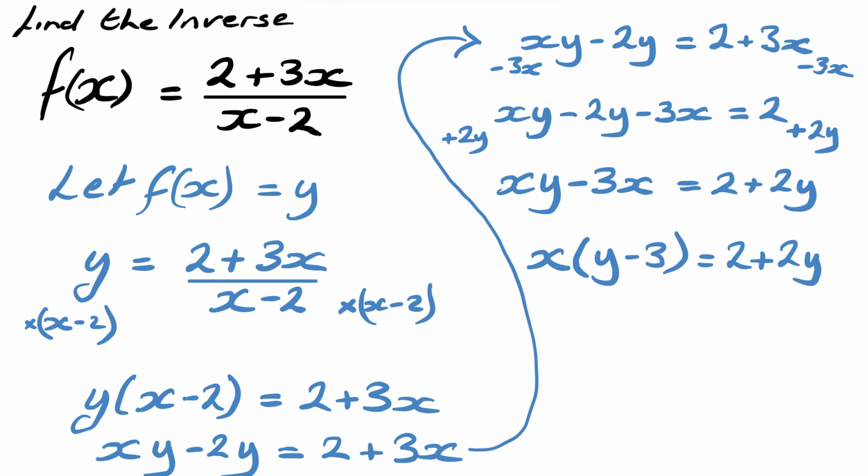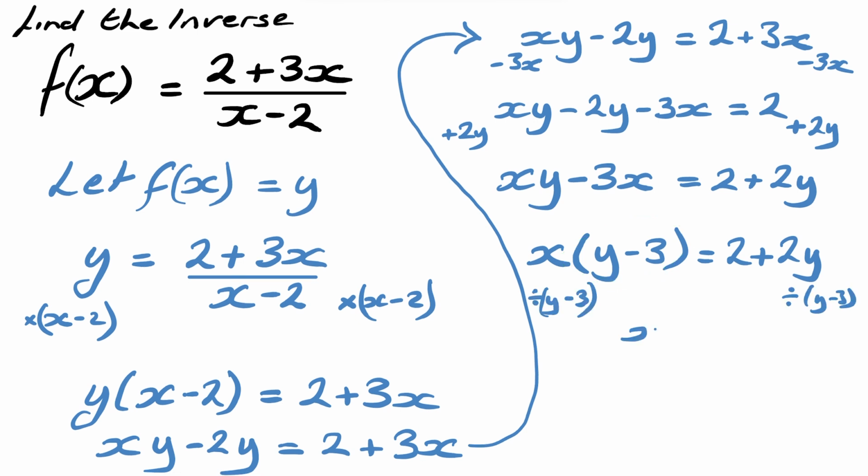And now we can divide both sides by y minus 3, and then we're left with x equals 2 plus 2y all over y minus 3. So we've done our rearranging and we've got what we wanted. We wanted x on its own, and we've put the y into the equation.